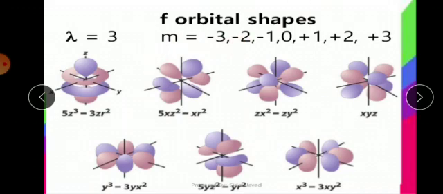For f orbitals, l is equal to 3. If L is equal to 3, how many m values, how many magnetic quantum numbers? Totally 7 f orbitals: minus 3, minus 2, minus 1, 0, plus 1, plus 2 as well as plus 3. And this has 3 nodal planes, a very complex structure. So see here, 1 nodal plane, 2 nodal planes as well as 3 nodal planes may occur. This structure is given in the book.